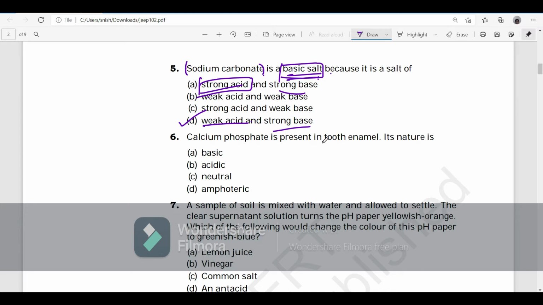Calcium phosphate is present in the tooth enamel. Okay, so now we have to tell its nature. Calcium phosphate, if you see, it's made up of calcium hydroxide and phosphoric acid, right? Calcium hydroxide is basic, and phosphoric acid is a very weak acid. So the answer, it's basic in nature. The phosphate ion will result in formation of a weak acid, so obviously the overall solution will be basic in nature.